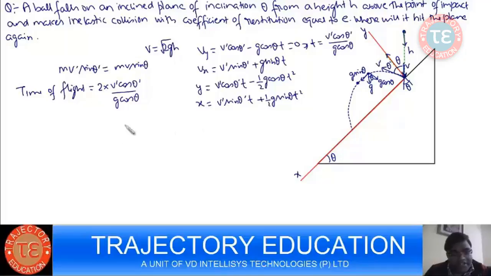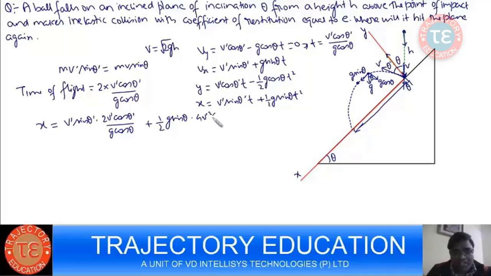And during this period, this x is what you have to find out: the distance covered by this projectile in this time, the distance in which we are interested. If I put this time of flight over here, that will give you this distance x: V' sin theta' into 2V' cos theta' upon g cos theta, plus half g sin theta into 4V' square cos square theta' upon g square cos square theta.